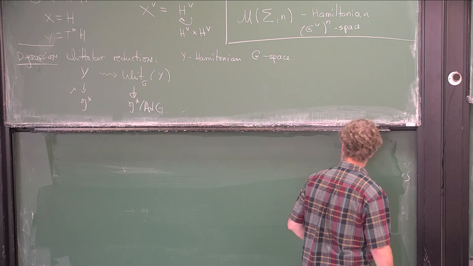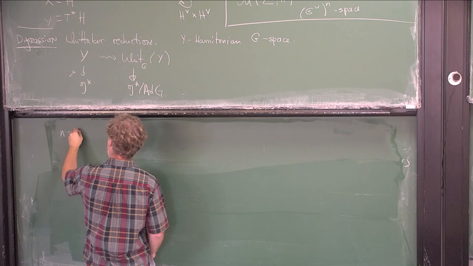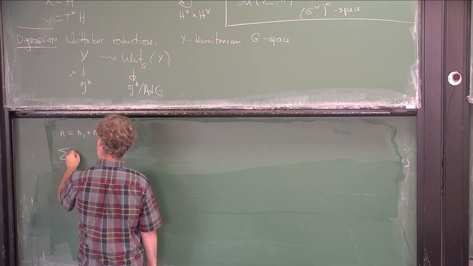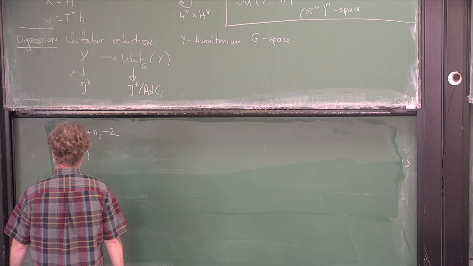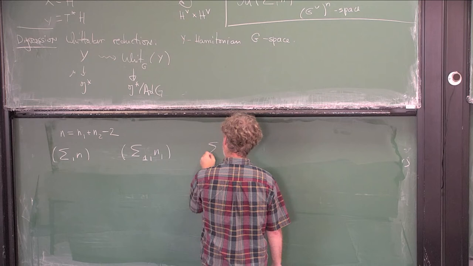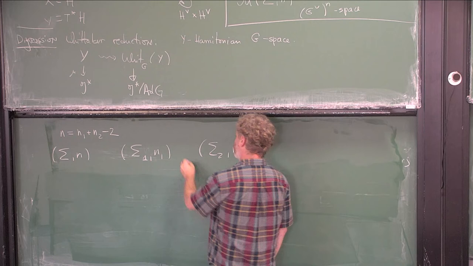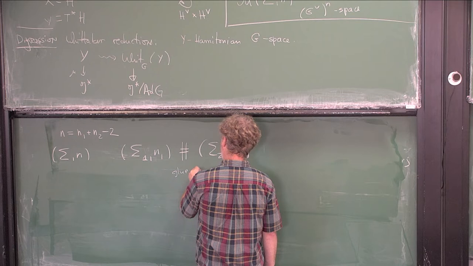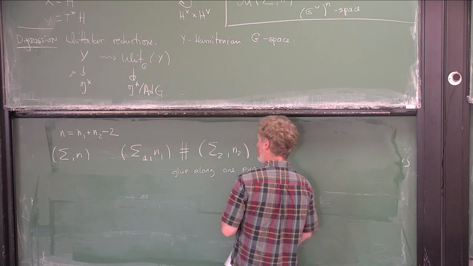So, I think I have time, so let me describe the nice property of this kind of variety. Suppose that you split the number n as n1 plus n2 minus 2, and suppose that your surface sigma_n, especially think about the surface with n punctures, comes from some surface sigma_1 with n1 punctures and some other surface sigma_2 with n2 punctures, of some Riemann genera. And so then we can, well, let me denote it like this. So we glue them along one puncture. Then the number of punctures we get is going to be like this.